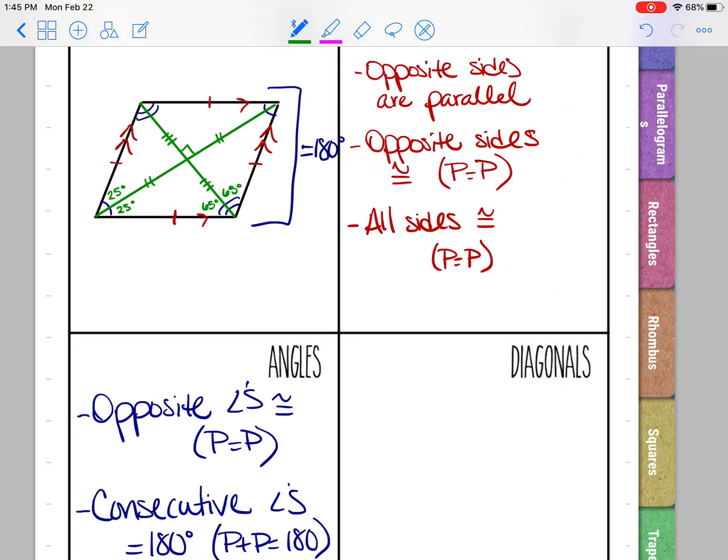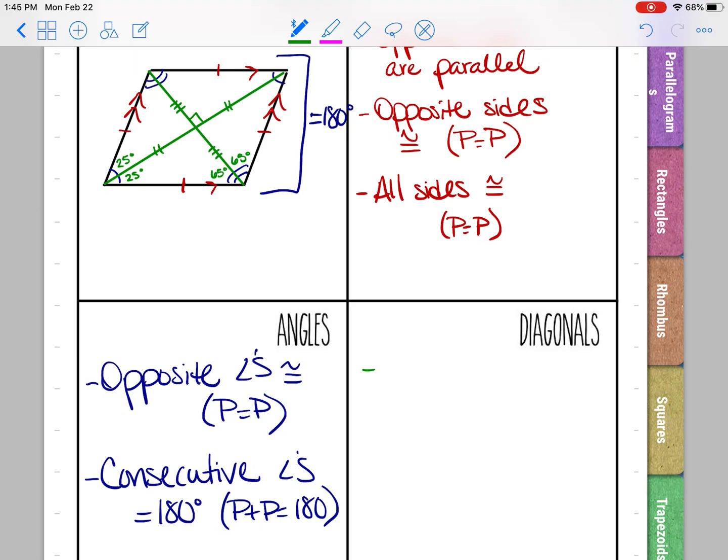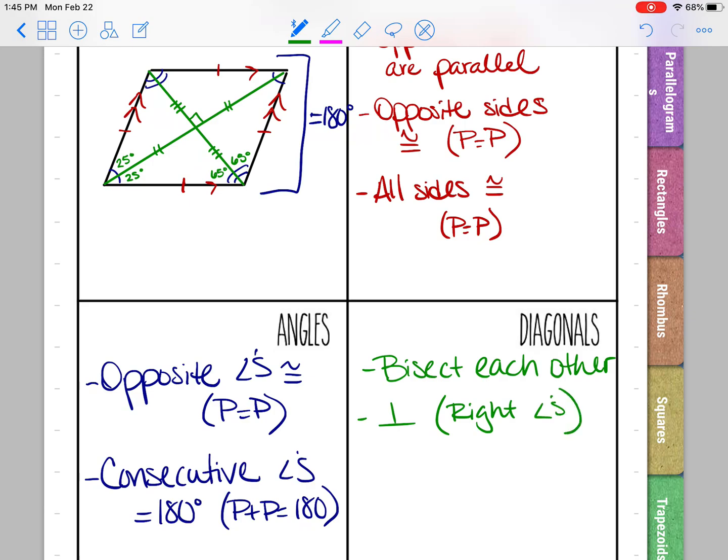Okay, so let's jot all that down right here. We know the diagonals bisect each other. They are perpendicular. So let's go ahead and put a right angle there just to remind yourself. And they bisect the opposite angles. And we know bisect means cut in half. So the diagonals are cut in half and the angles have been cut in half by those diagonals.